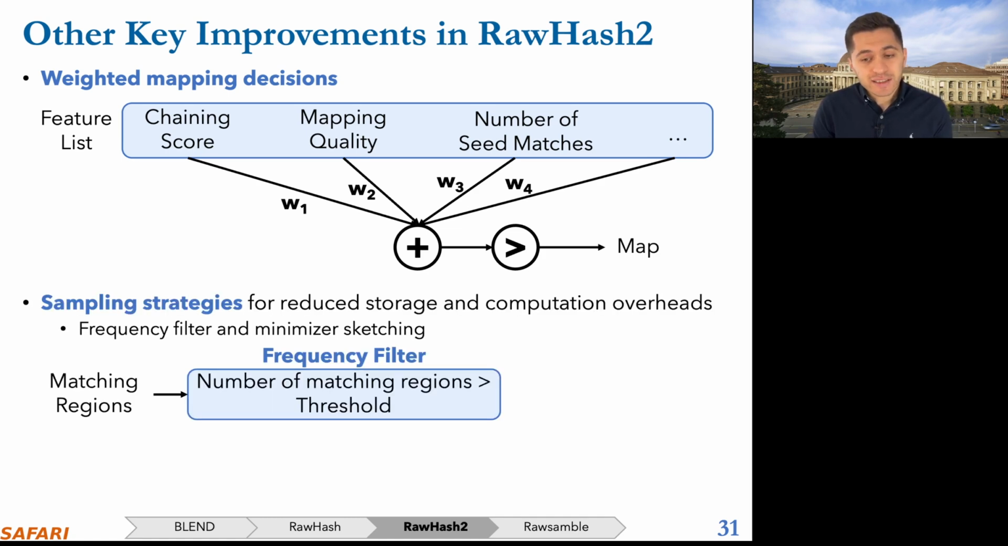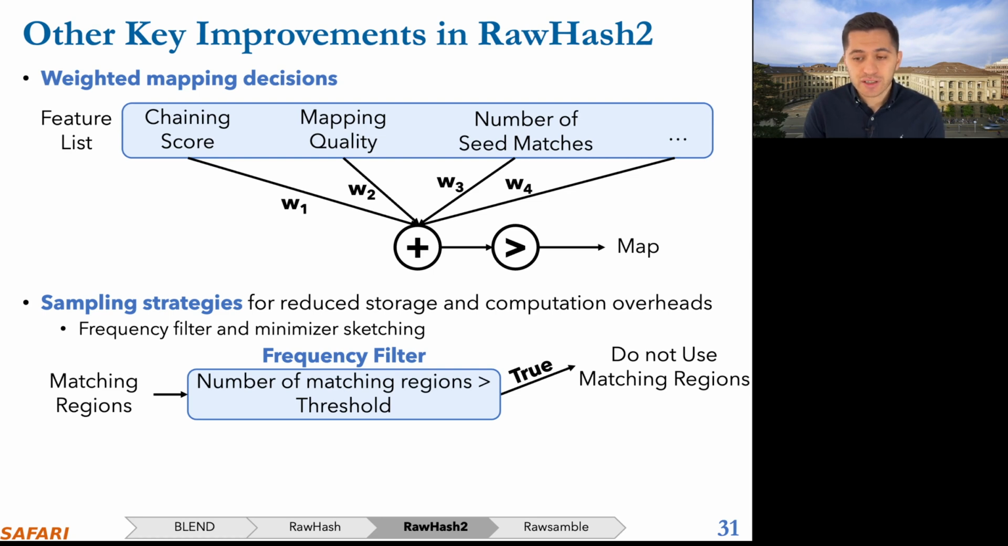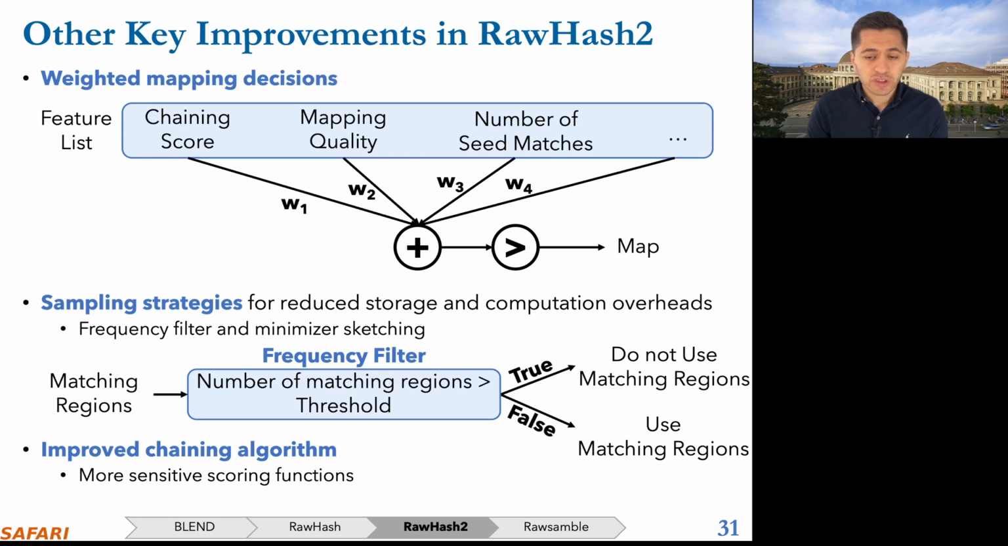Second, we use sampling strategies to reduce the amount of raw signal data we process with frequency filtering and minimizer sketching. For example, the frequency filter excludes matching regions if the number of matches from a hash value is above a certain threshold. Otherwise, these matching regions proceed to steps such as chaining. Third, we improve the chaining algorithm with more sensitive scoring functions.